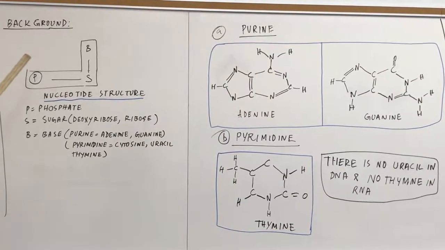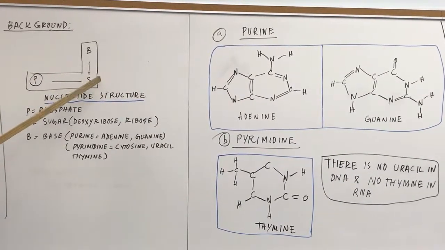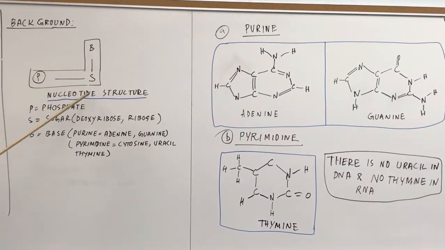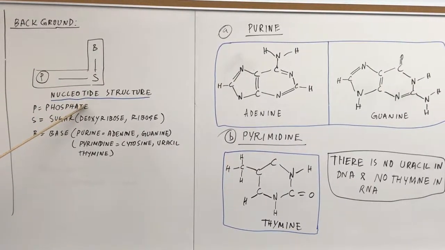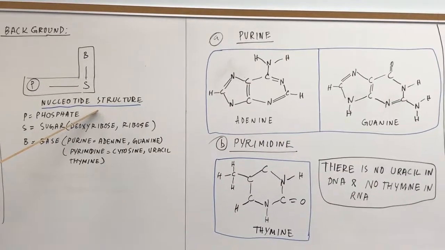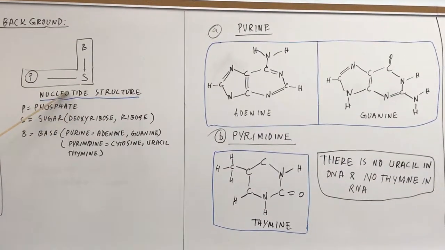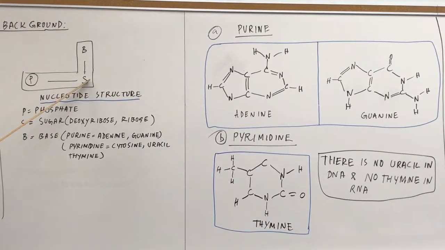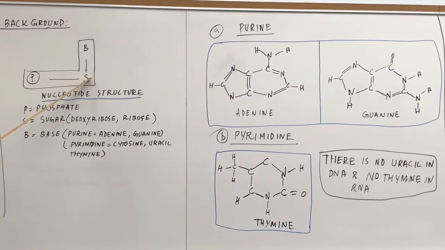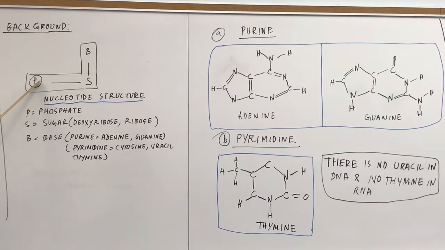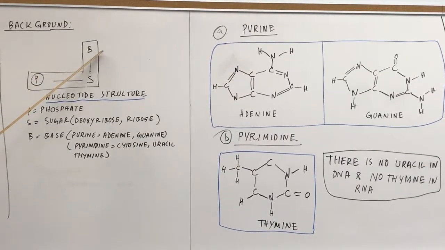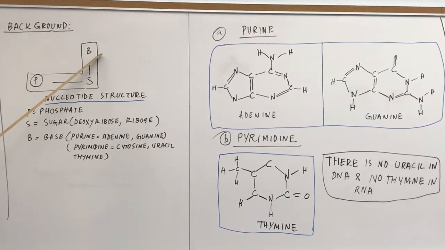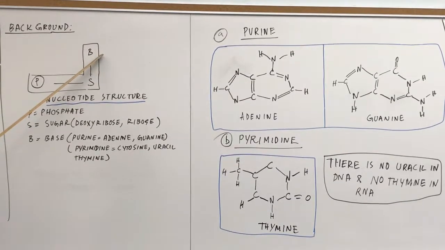Now let's talk about the structure of DNA and RNA. DNA and RNA are nucleic acids. Nucleic acids are complex polymers made up of monomers called nucleotides. Each nucleotide is composed of a sugar molecule containing 5 carbon atoms, a phosphate group, and a molecule containing nitrogen that will be referred to as a nitrogenous base.